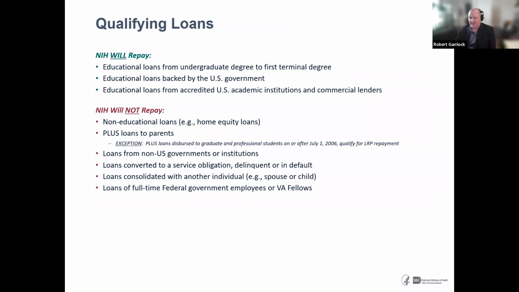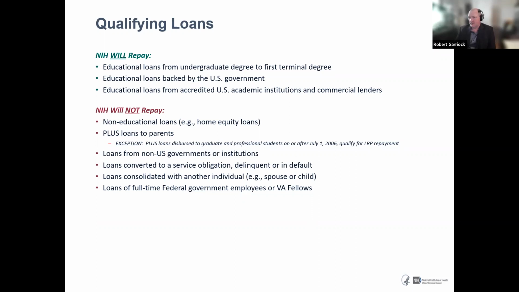It always comes up that people wonder which loans will qualify for LRP. The way that we often say it is that your loans can be your undergraduate loans. They can be your student loans that you acquired getting your terminal degree, such as your PhD or your MD. These loans need to be domestic. So if you went to school in a different country and took out student loans in that country, they would not be eligible. But all of your domestic student loans would be eligible.